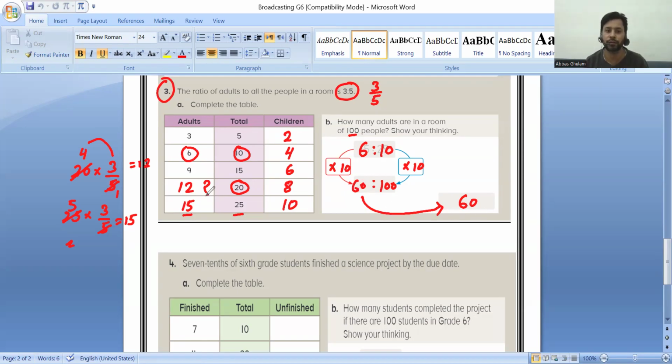So choose one of the numbers. For example, choose 5. Okay, 5 multiplied by 20.